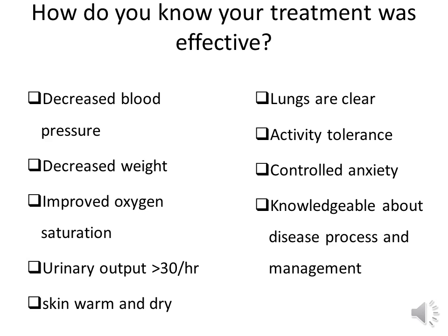That left-hand column is critical because those things can happen on the left-hand column before the lungs are clear, before the activity is tolerated, before they are knowledgeable. Their blood pressure can be in check, their weight can come down, their urine output can indicate that their kidney is being perfused, and their skin is warm and dry. So the left-hand side is early signs that they are getting better.